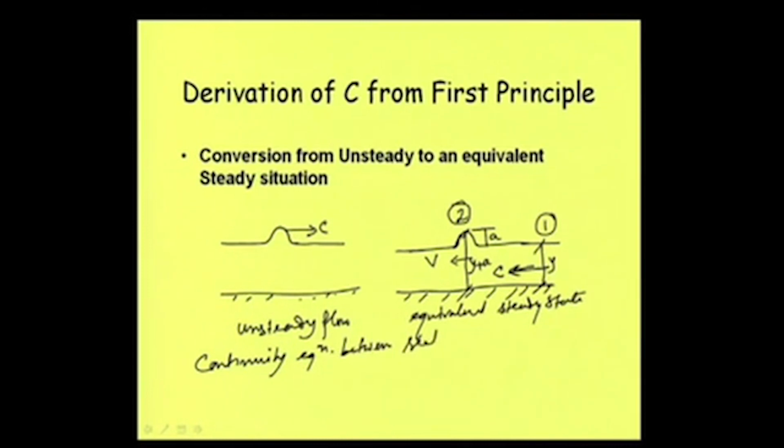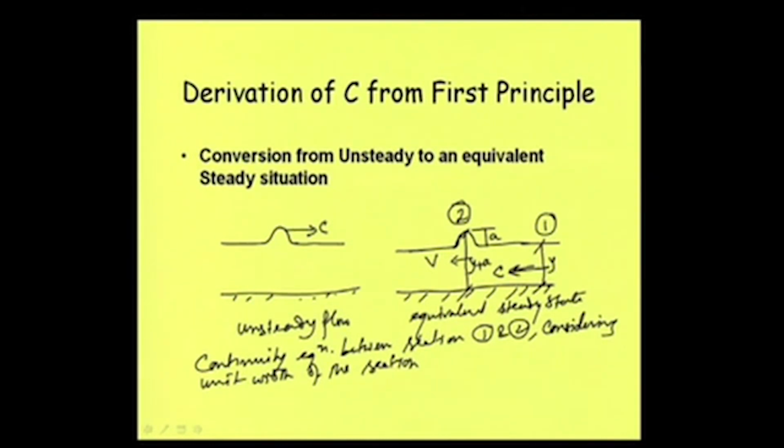Between section 1 and 2, how can we write this? We are considering unit width of the section. Then what will be the discharge? The continuity equation states that the discharge here and the discharge here will be equal. Discharge at section 1 and section 2 will be equal.